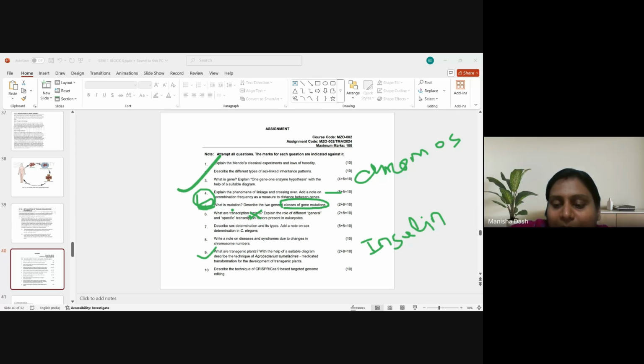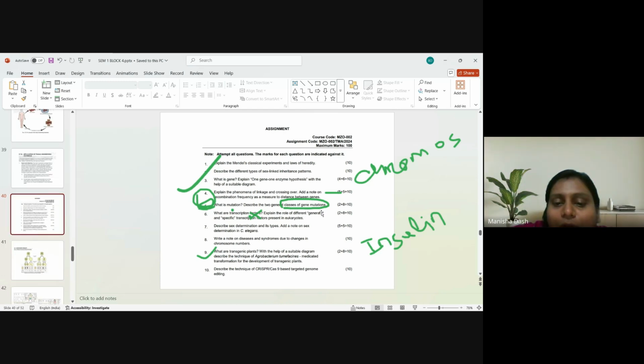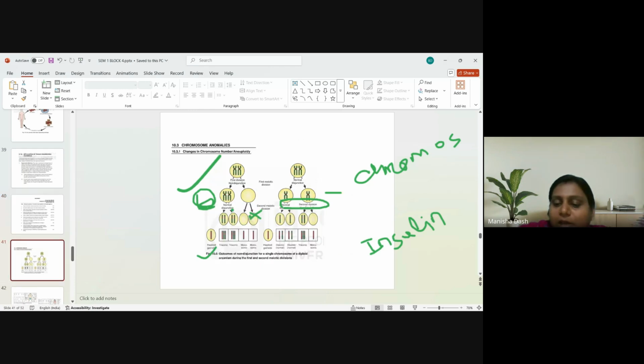See, I have some sample answers I want to show you from your last year. There is one question I told you, question number 8: write a note on diseases and syndromes due to changes in the chromosome numbers. To answer this, first you have to explain what the normal chromosome condition is in humans. So you first write 2 lines regarding that, that we have 23 pairs of chromosomes, 22 pairs of autosomes, and all those things. You write 2 to 3 lines.